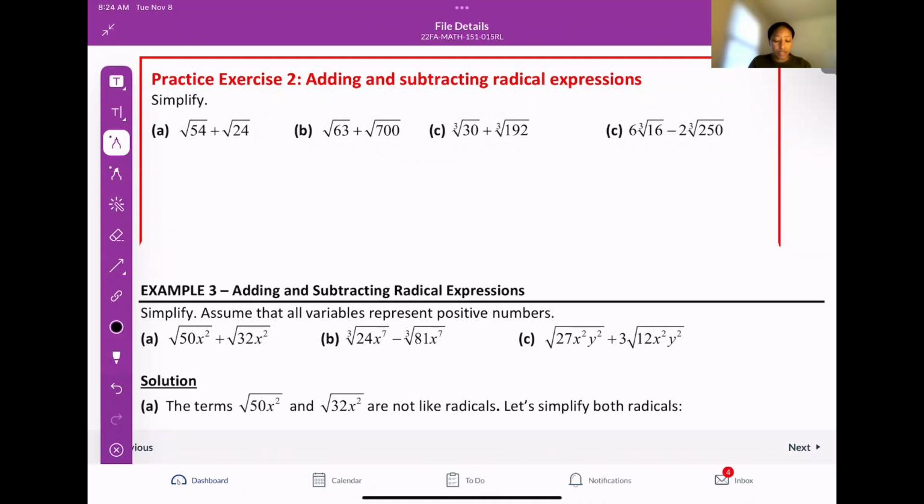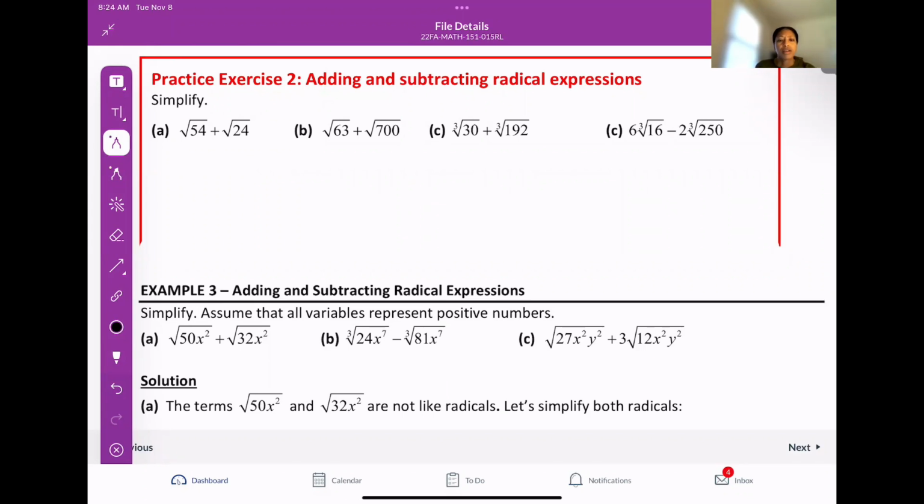So let's just focus on simplifying the square root of 54 and the square root of 24. You want to think about what's the largest perfect square, since this is a square root problem, that you can pull out of 54 and 24. Okay, what are perfect squares? Perfect squares are numbers like 1, 4, 9, 16, 25. The numbers that you get when you square any of the whole numbers.